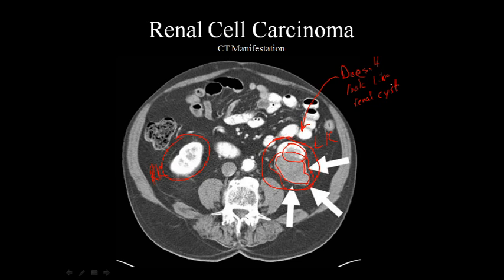So there is a wide difference between what a renal cyst looks like and what an abnormal renal collecting system with renal cell carcinoma looks like. And we have that here.